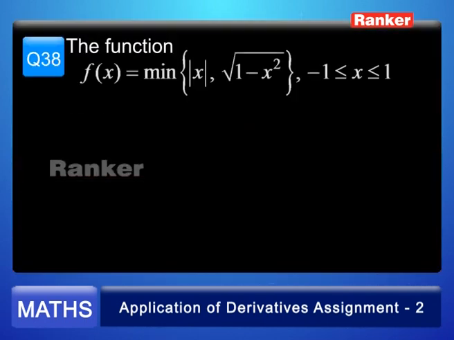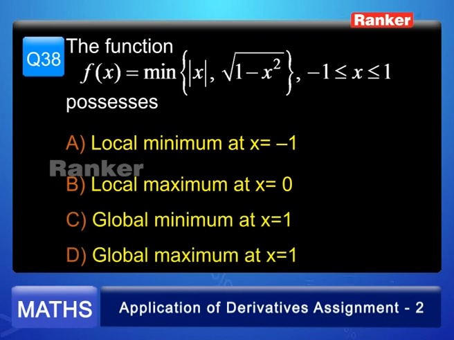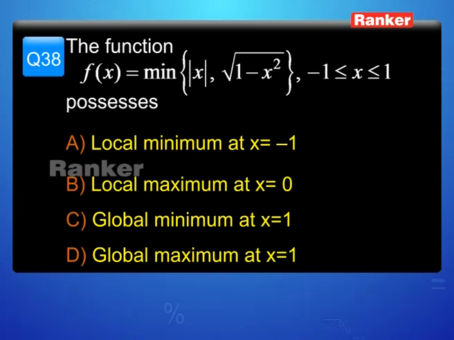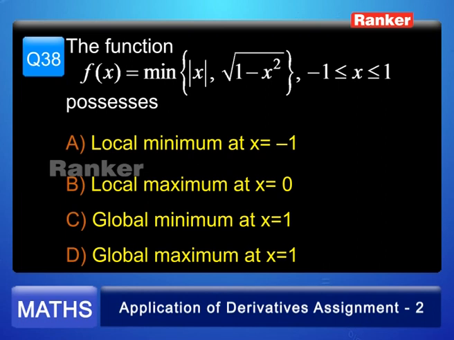Next question, the function f of x is equal to minimum of mod x and root over 1 minus x square when x lies between minus 1 to 1 possesses option A, local minimum at x equal to minus 1, option B, local maximum at x equal to 0, option C, global minimum at x equal to 1, and option D, global maximum at x equal to 1.